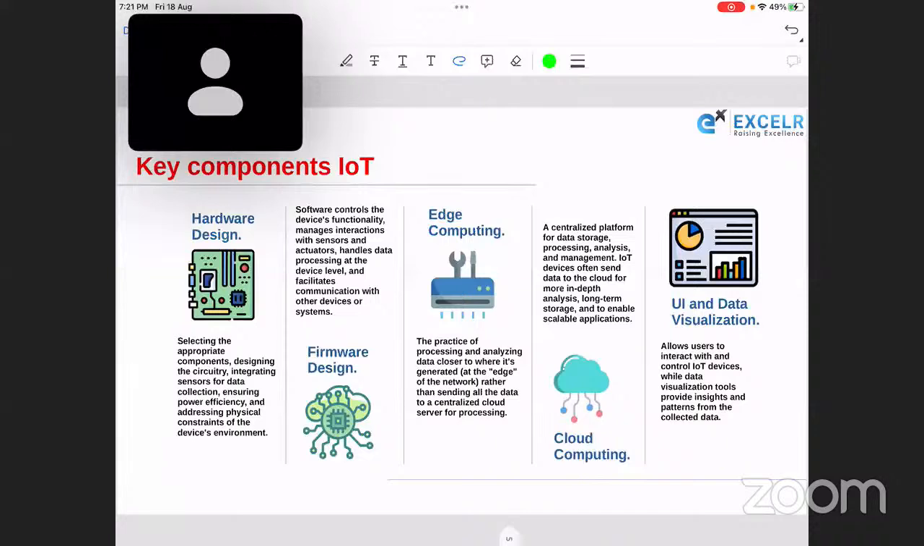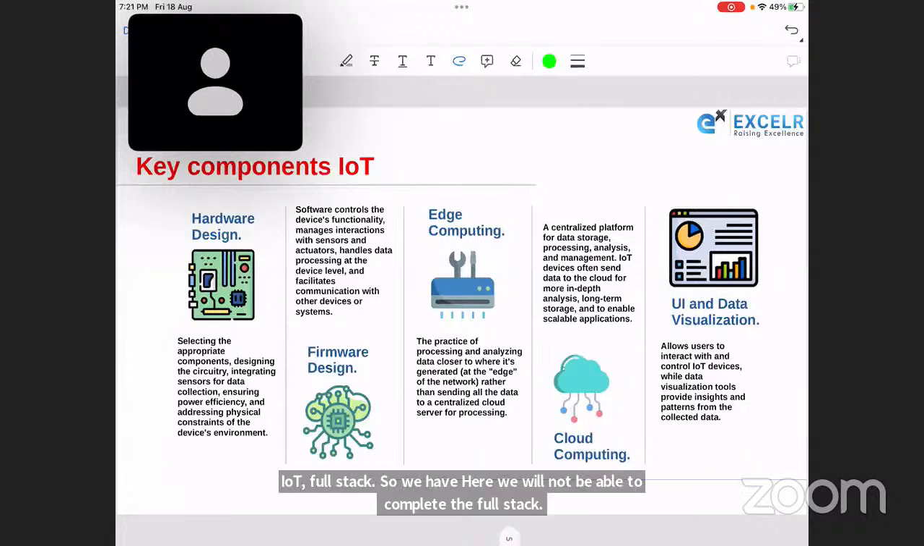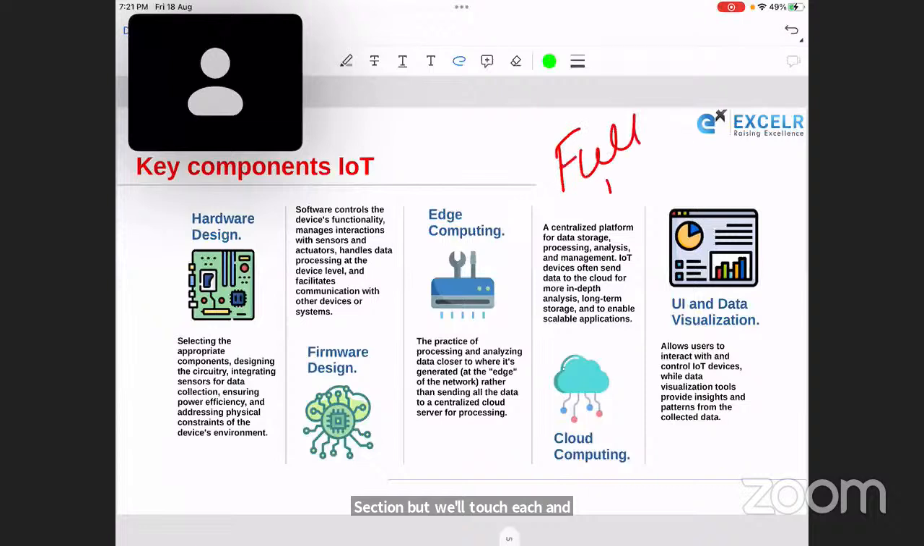In this, we will take you through the journey where everything, in bits and pieces, will be part of your IoT full stack scenario. We will not be able to complete the full stack section, but we'll touch each and every part of it. This is a full stack scenario.